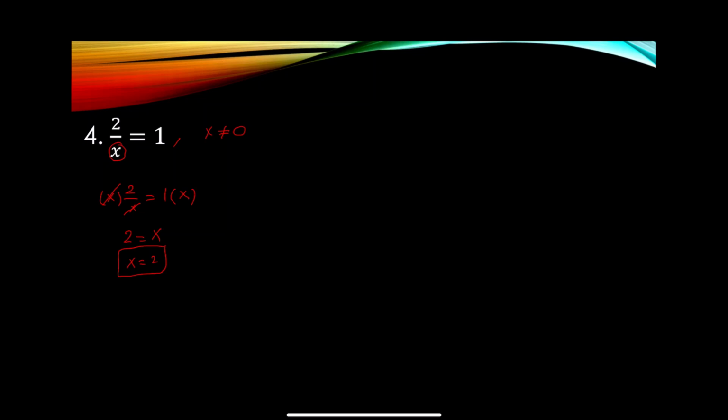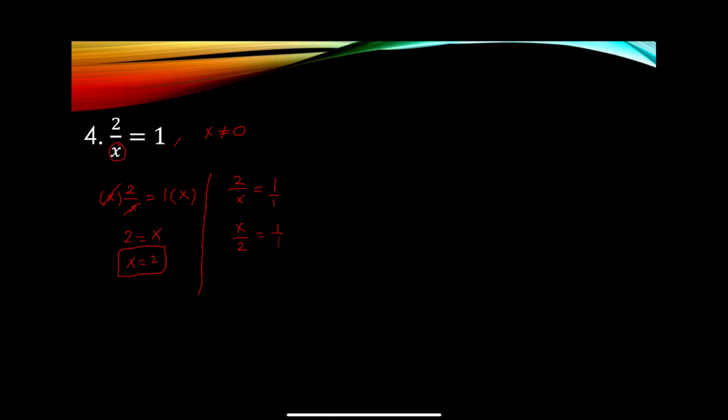The other way is as follows. Again, we have 2 over x equal 1. Remember that we are dealing with an equation, so if we flip both sides, again, both sides. Now consider 1 as if it is 1 over 1. Flip 2 over x, it will be x over 2. And flip 1 over 1 is the same, 1 over 1.